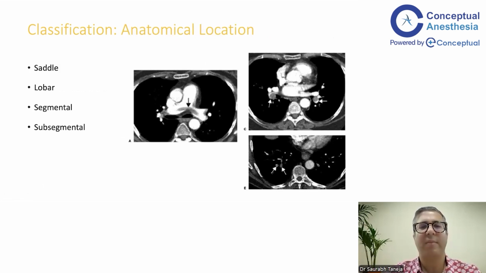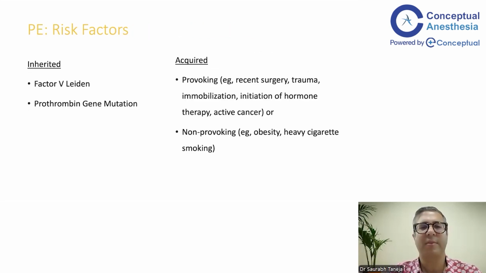So lobar and saddle pulmonary embolism usually cause a larger degree of obstruction, or a patient who has quite a lot of segmental emboli, but the patient is already compromised.